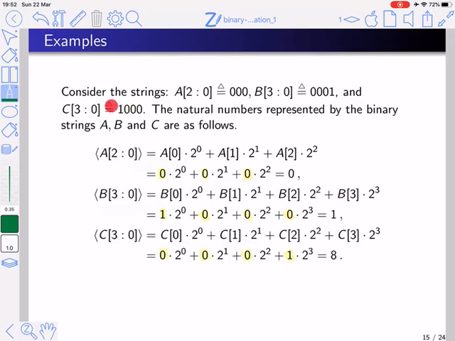C from 3 to 0 is 1, 0, 0, 0. This means that c_3 is 1 and all the rest of the bits of C are 0. So now when we want to know what is the number that is represented by C in binary representation, we write this power series and we do the substitution. c_0 is 0, c_1 is 0, c_2 is 0, c_3 is 1. We add this power series and we get that the number that is represented by C in binary representation is 8.